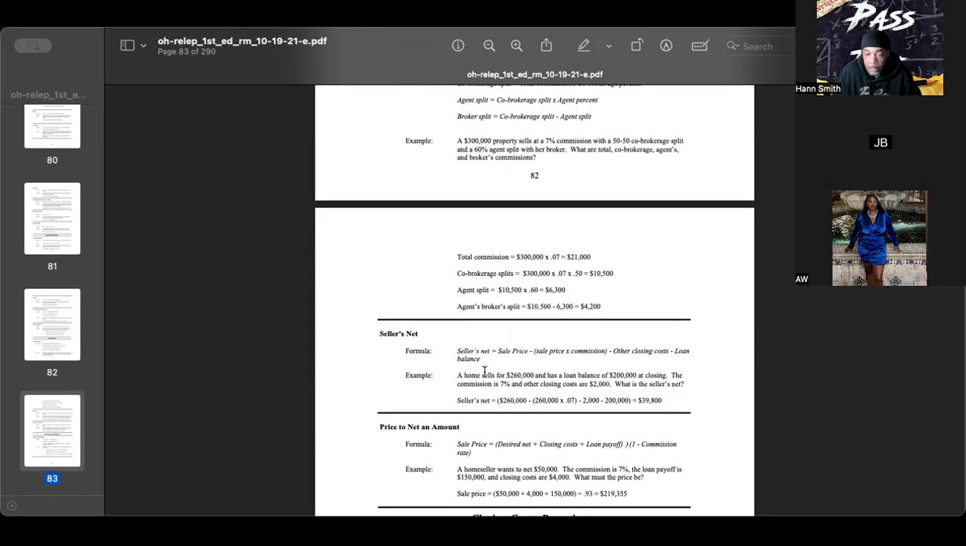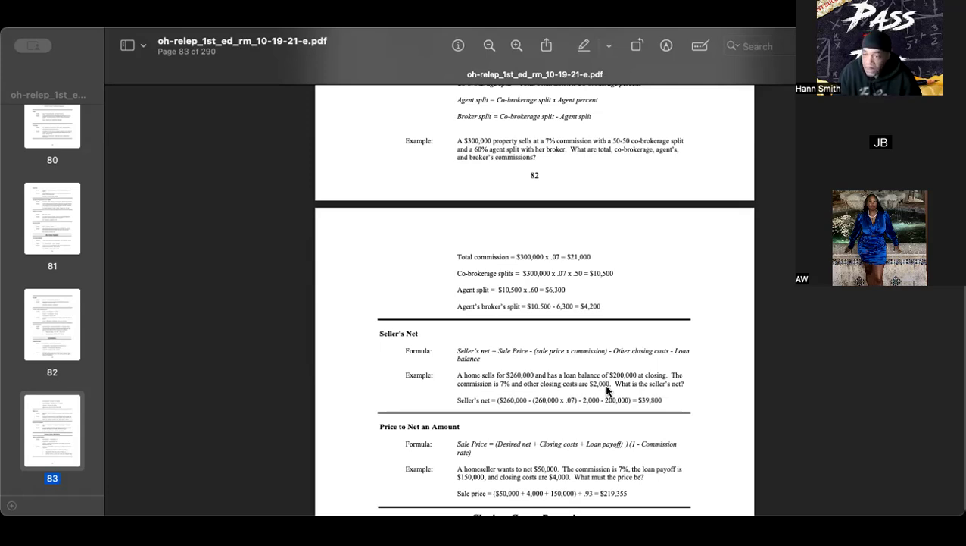All right. So the mortgage, let's read this question now here. A home sells for $260,000 and has a mortgage loan of $200,000 at closing. The commission, your paycheck and the other person's paycheck that brings the buyer, is 7% of the sales price. And other closing costs is $2,000. Now, what's other closing costs?